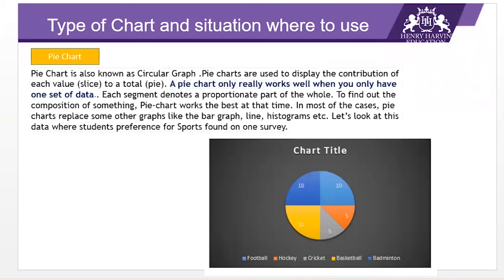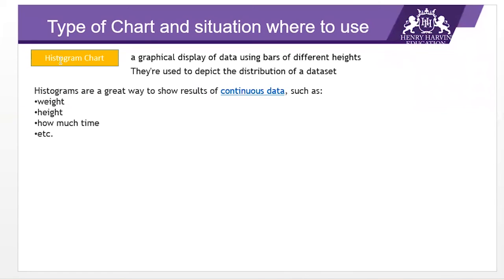And now the last chart, the histogram chart, which is very important to know. Why do we need a histogram chart? Let me tell you an example. First, we should tell why it is used. Actually, it is used to depict the distribution of a data set. If I give you some data, these histograms are a great way to show the result of continuous data.